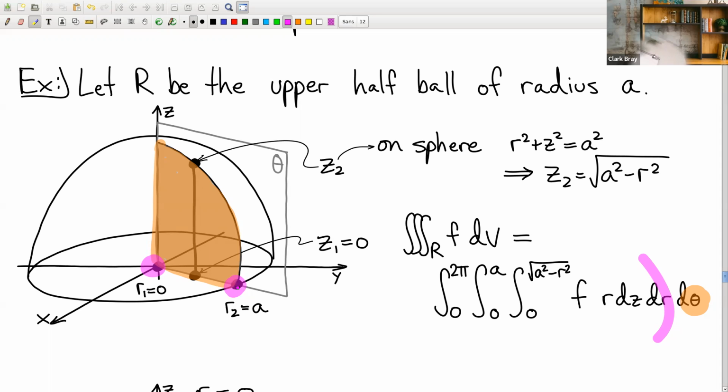Now you can play the usual game, identify what surfaces these are on, do some algebra, or you can observe that the first one's obviously the origin. That's where R is obviously 0, which is fine. And then you can say, well, the second one is obviously at the edge. That's clearly a radius of my ball, which is given to be A.